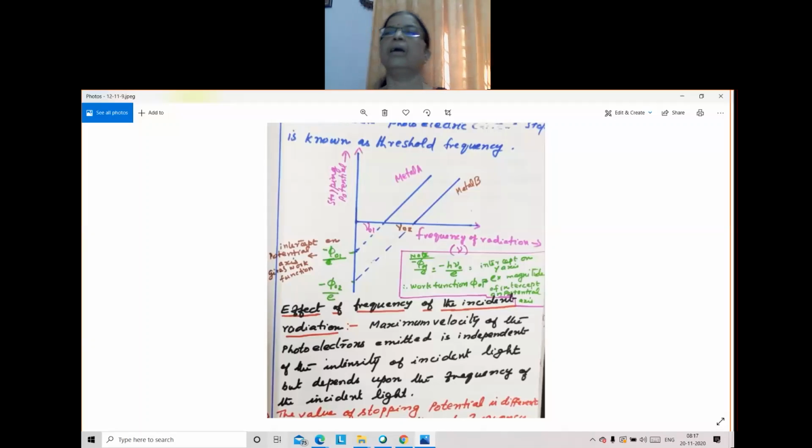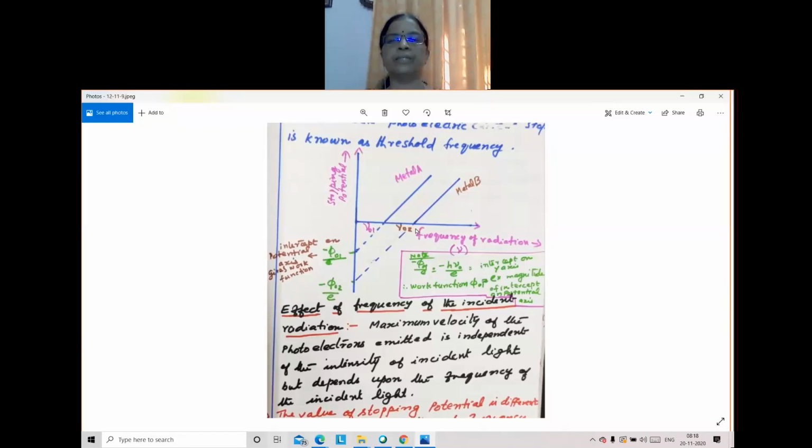Arunjit. Yes, teacher. Which metal has the greater threshold frequency? Which metal needed a greater threshold frequency? From the graph, tell. Metal B, correct. And this much frequency is needed.